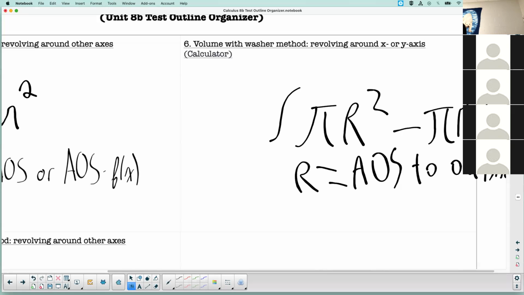That's an F. Good enough. Little r, this is an F. Axis of symmetry to the inside or to the object. I think to the object is how we wrote it in class.